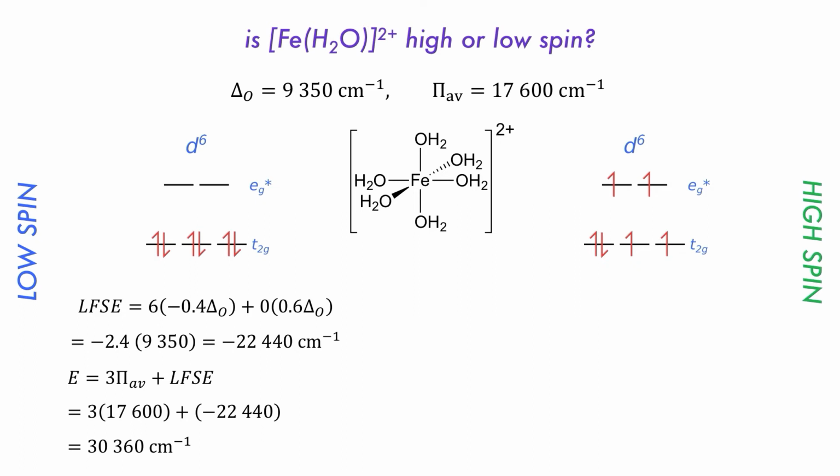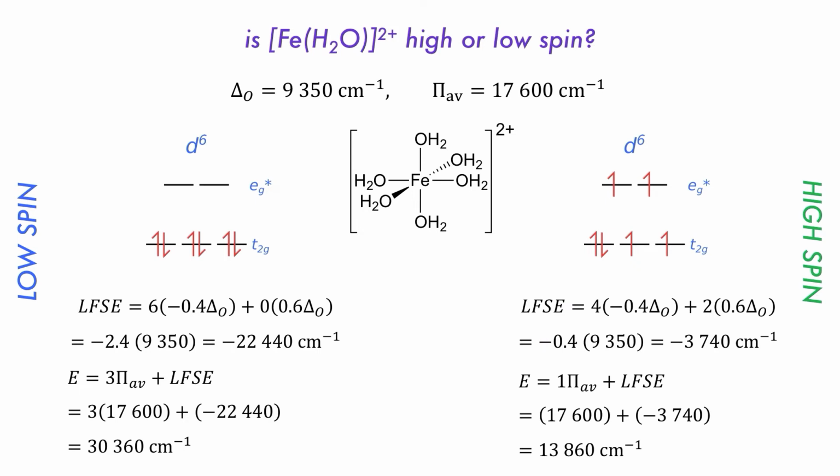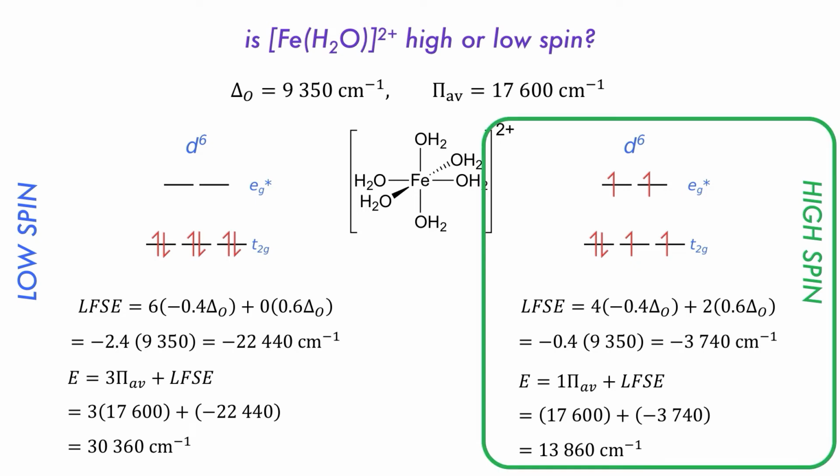30,360 wave numbers. The same thing for the high spin system then gives an energy for the high spin state of 13,860 wave numbers, which is lower than the low spin case. Lower energy species are more stable, and so here hexa-aqua iron is going to be high spin because this minimizes the overall energy due to the reduced pairing energy, not because of the reduced ligand field stabilization energy.